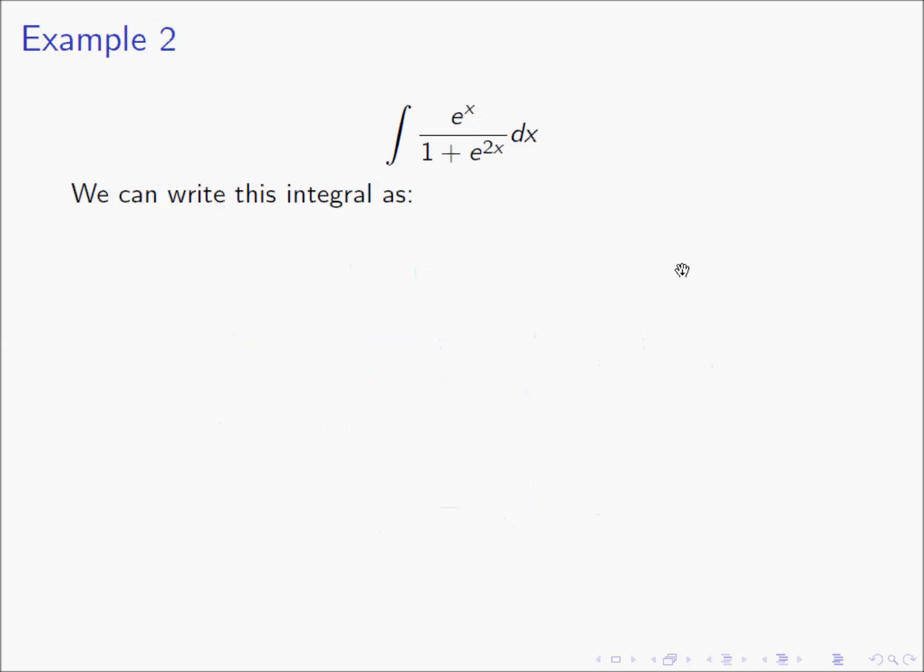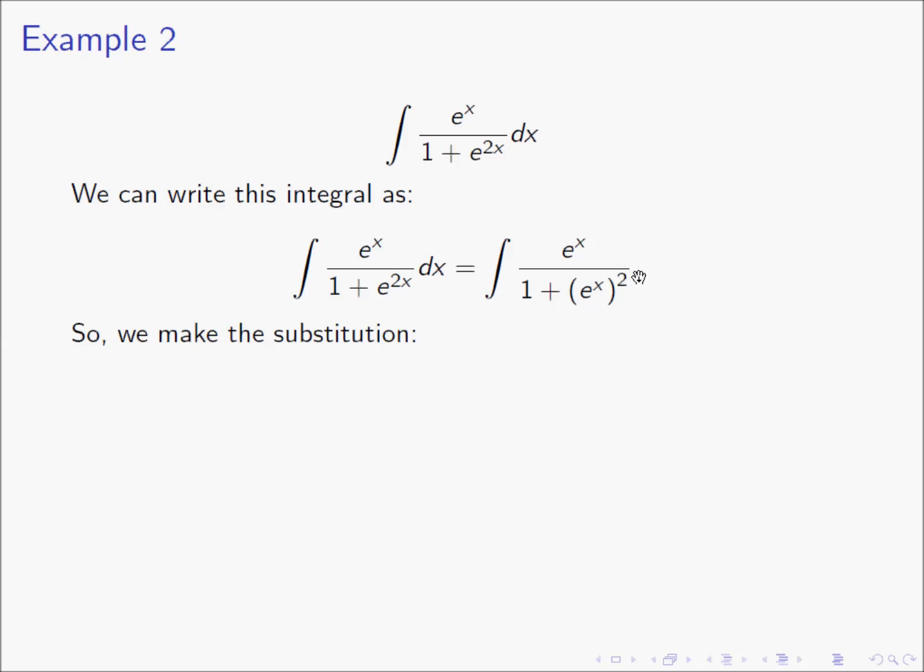Let's see a little more complex example. Here we have the integral of e to the x over 1 plus e to the 2x dx. We can also write this integral as e to the x over 1 plus e to the x squared, times dx. That's just by properties of exponents. I forgot to write dx here.